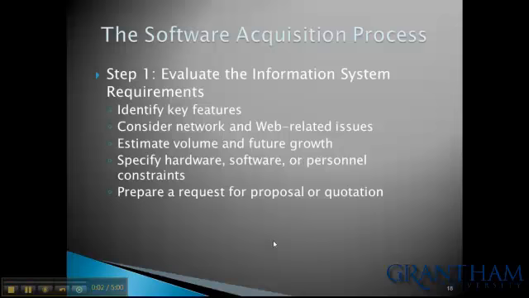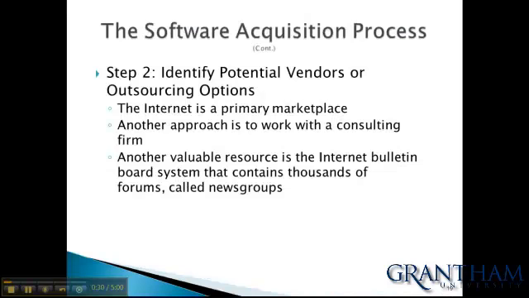As we continue to look at acquiring new software, we have to look at the steps that we would take in order to acquire the software. First, we need to evaluate the information system requirements. We need to identify key features, consider network and web related issues, estimate the volume and future growth, specify the hardware, software, or personnel constraints, and prepare a request for proposal or quotation.